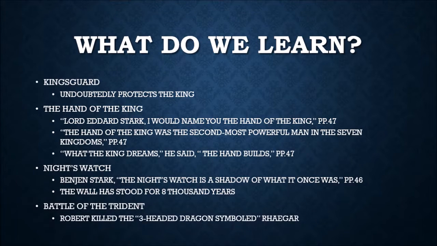We learn about the Battle of the Trident, which is a very important historical battle where Robert killed the three-headed dragon symbol, Rhaegar Targaryen. Through that, we learn that the symbol of House Targaryen is the three-headed dragon, the Hydra. I don't think they'll call it a Hydra, I can't remember, but it is a three-headed dragon, and this battle is important because it is basically when Robert killed the heir to the throne.